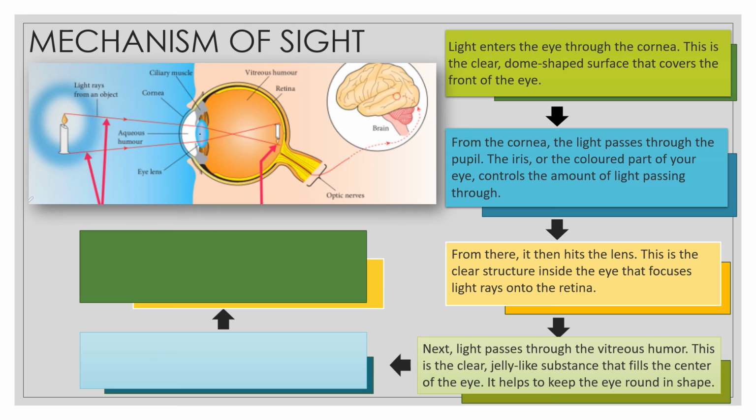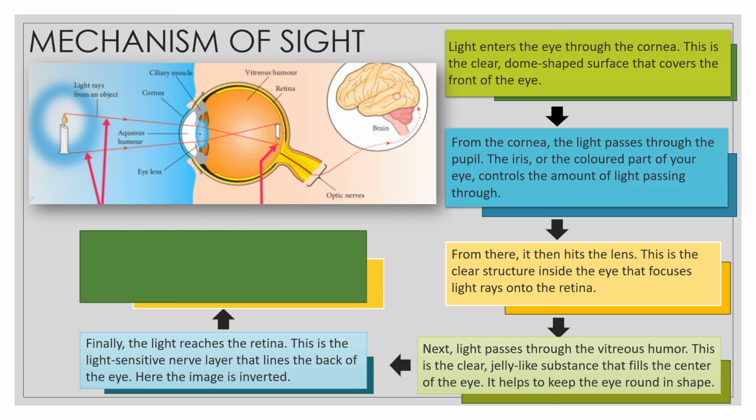Next, light passes through the vitreous humor. This is the clear jelly-like substance that fills the center of the eye. It helps to keep the eye round in shape. So in the picture, the vitreous humor is in red. It's not in red. It's in orange in color.